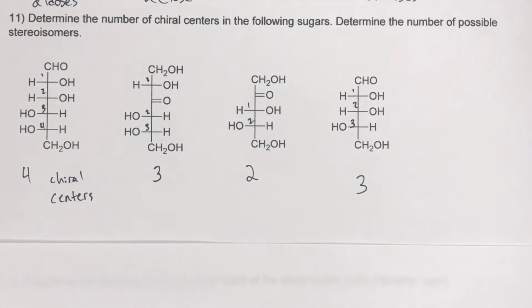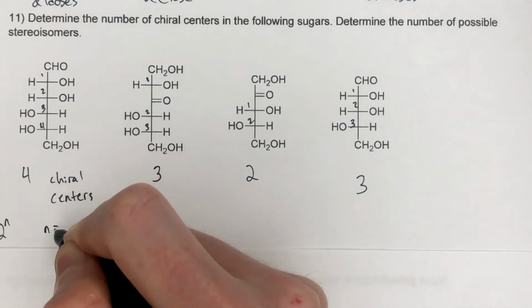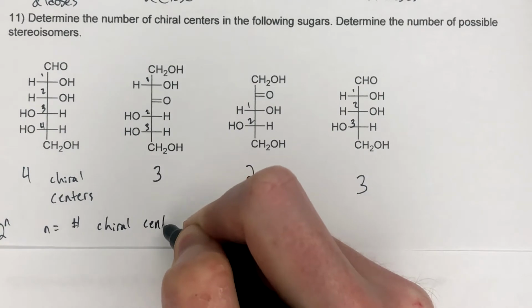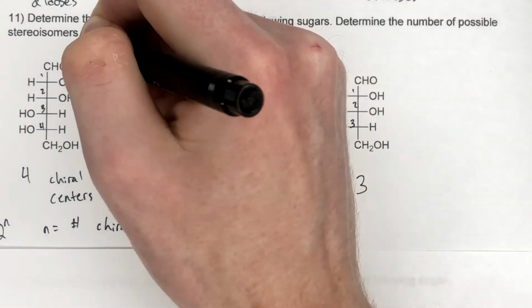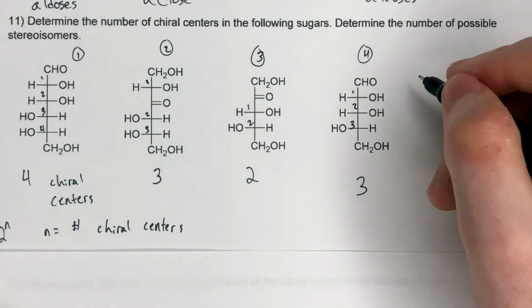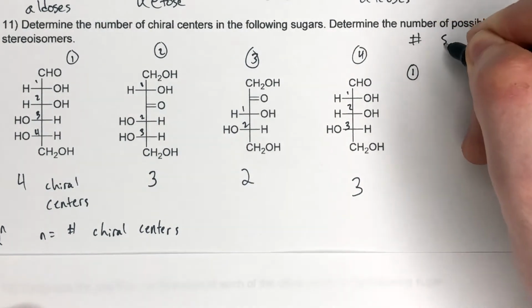Now, to determine the number of possible stereoisomers, you use this formula, 2 to the n, where n equals the number of chiral centers. So let's call this molecule 1, 2, 3, and 4. So molecule 1, we'll write it over here in terms of number of stereoisomers.